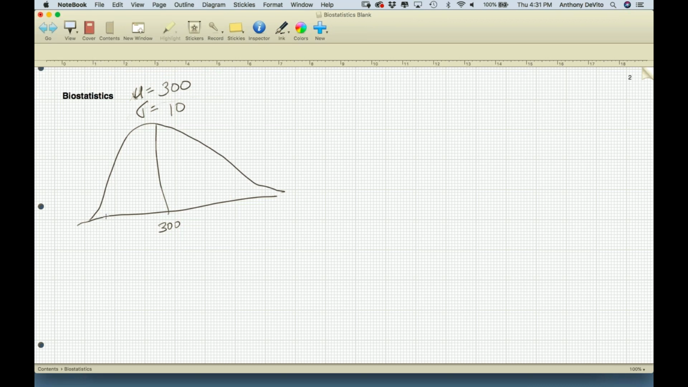That would indicate to us that 95% of the population, of the people involved here, are between 2 standard deviations above the mean and 2 standard deviations below the mean. In other words, they would be roughly between 280 and 320. And then we could even say, if I go only 1 standard deviation below and above, I would have 68%. That's our empirical rule.